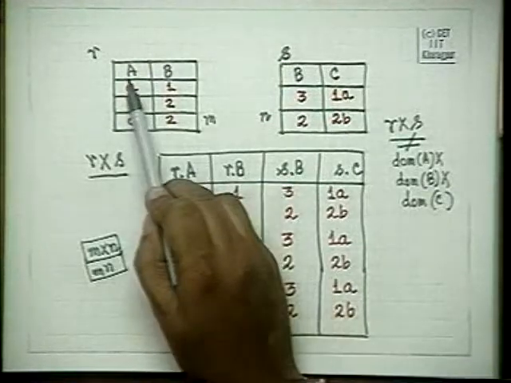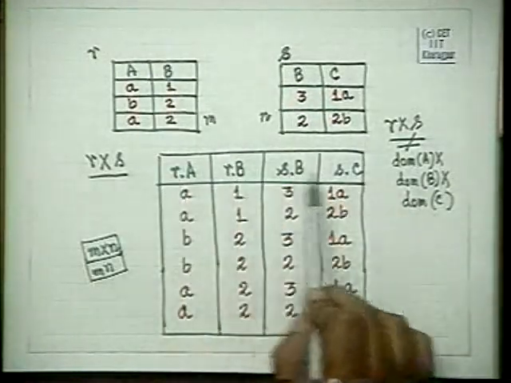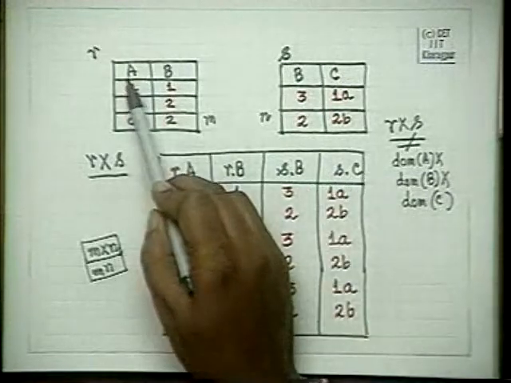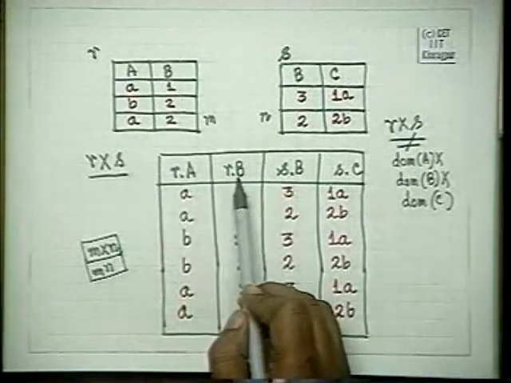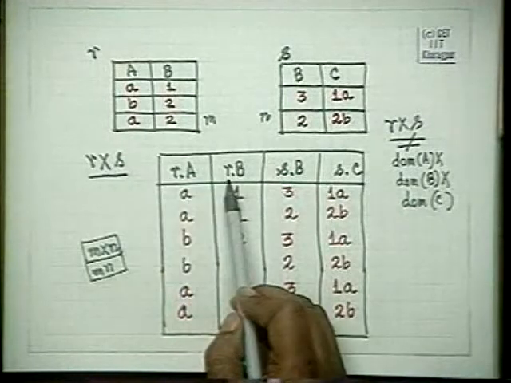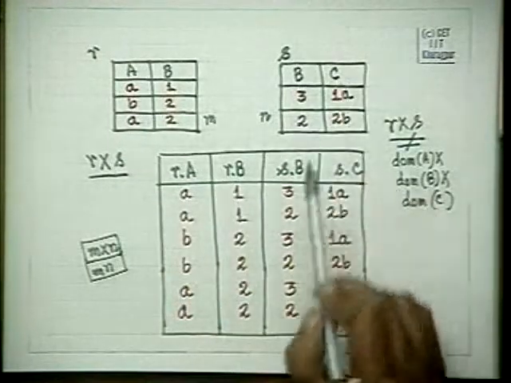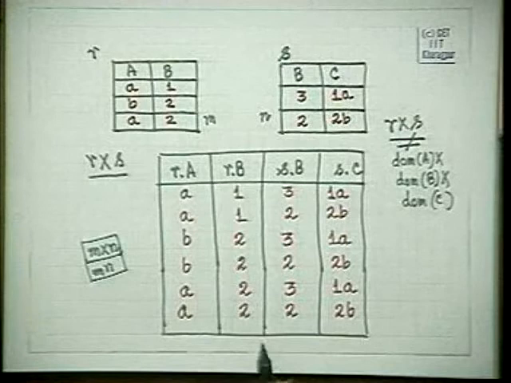What I said is that if there are two attributes here, there will be four attributes here. Those two corresponding to R will be specified by prefixing with R, and those corresponding to S will be specified by prefixing with S.